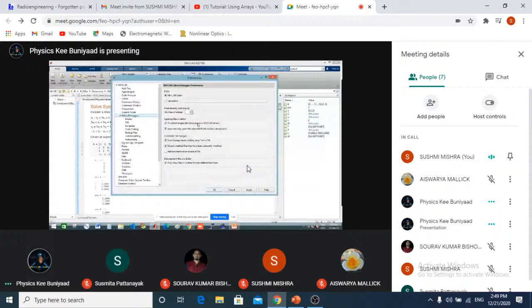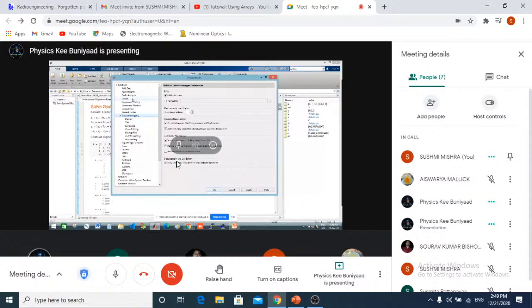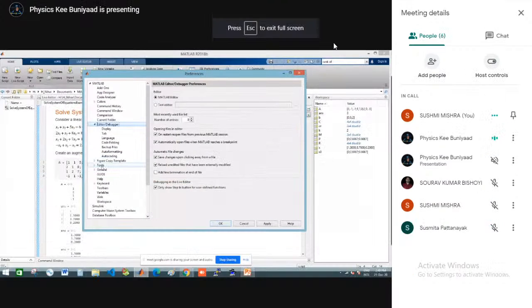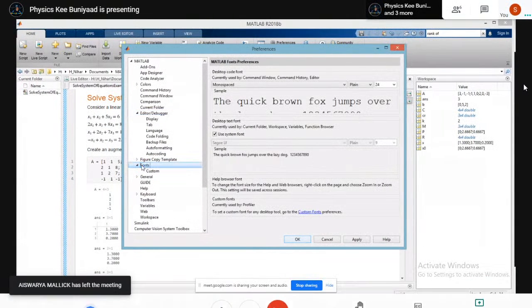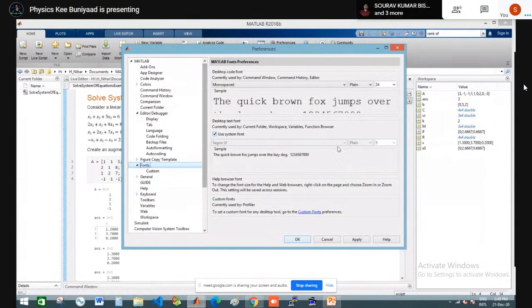Look at this window. At the left side you will get so many options, and you have to find Font. When you go to the bottom, you will get an option like Font. When you click that, you will get a window like this. Here you can change the font size.